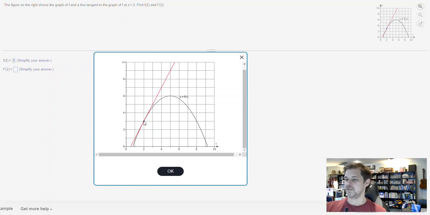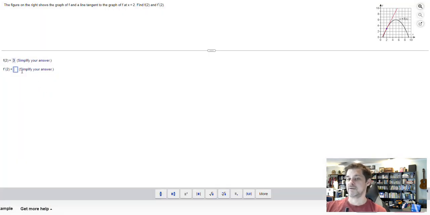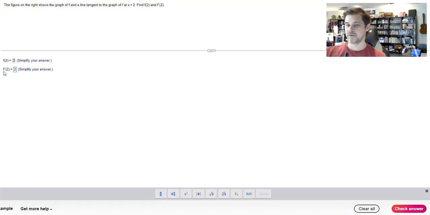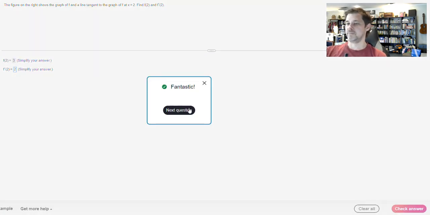This point is (2, 3). This point is (3, 5). But I could just do it like this. On this line, you run 1 and you rise 2. That gives you a slope of 2 over 1, or just 2. So the slope of that line is 2, but that's also the slope of the curve at this point. Okay, so 2 has got to be it. F prime of 2 is 2. The slope of the curve at the point where x equals 2 is 2 over 1, or 2. So we'll check that and it will be right.